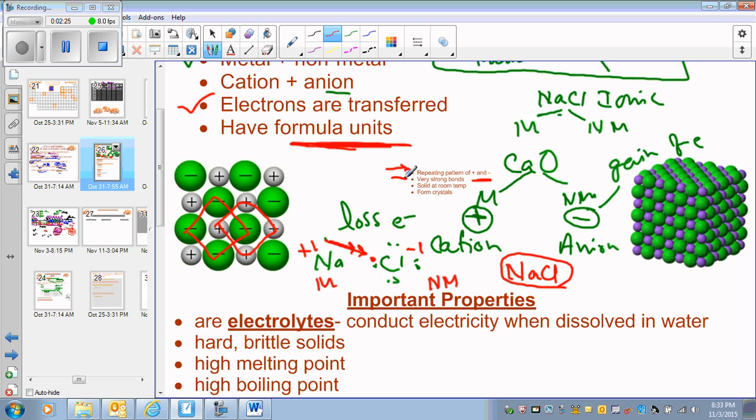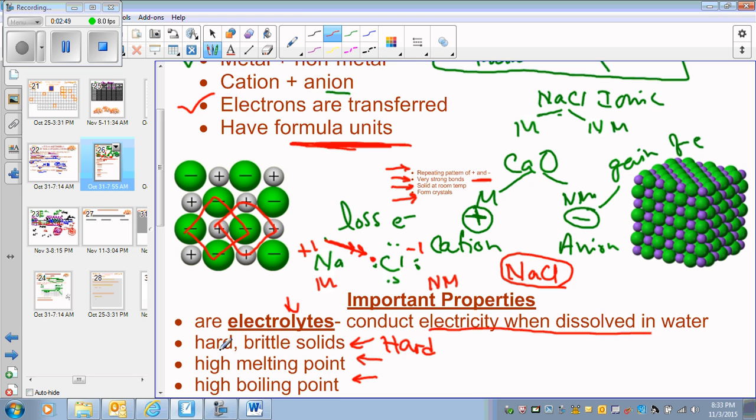They have very strong bonds. They are solid at room temperature and they form crystals. They have high melting point and high boiling point because they have very strong bonds. They're good electrolytes. They conduct electricity when dissolved in water or when they're melted, but they're brittle solids. They're not soft. They're hard, brittle solids.